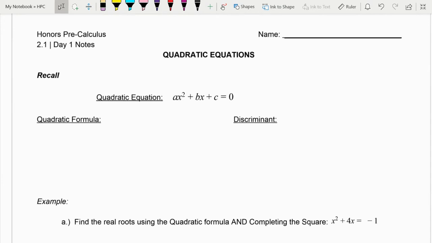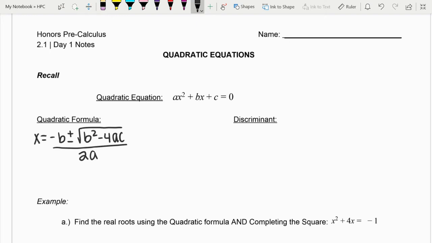Okay, so today we'll be working on 2.1 notes, quadratic equations. So let's recall that a quadratic equation is ax squared plus bx plus c, and that has to equal 0. So our quadratic formula is x is equal to the opposite of b, add or subtract, square root of b squared minus 4ac, and we divide all of that by 2 times a.